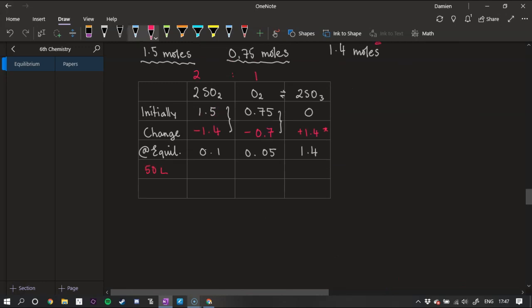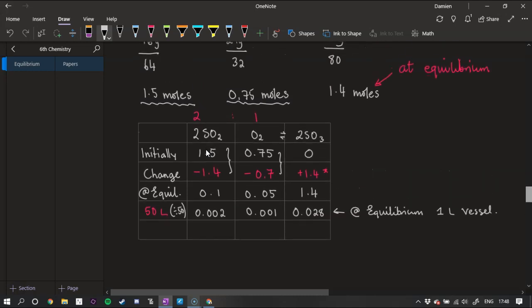So again, we're going to have to divide across by 50. So dividing by 50. That's going to give you some numbers. So let's say I have them here. So that is going to give you 0.002. This one will give you 0.001. And then this last one here is going to give you 0.028 when you divide across by 50. So this here is at equilibrium, but that's at a 1 litre vessel.